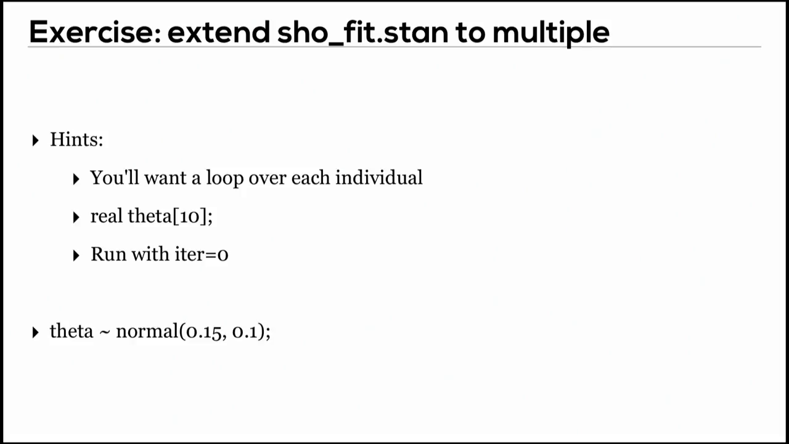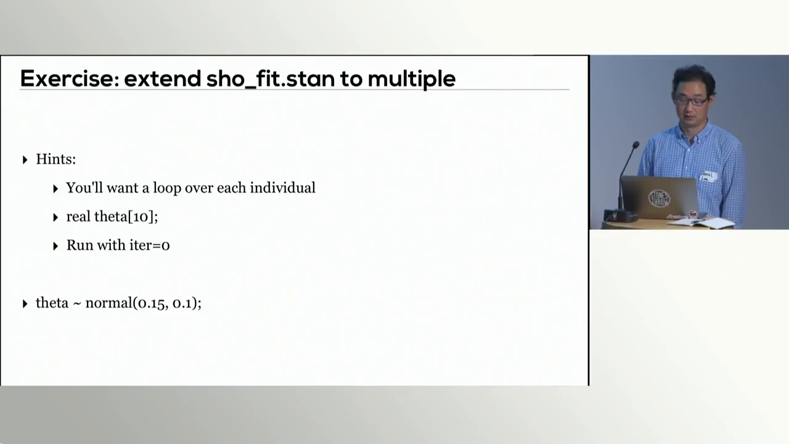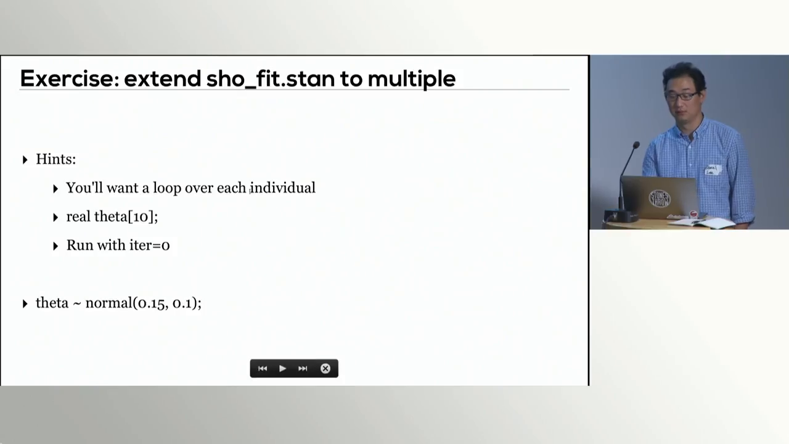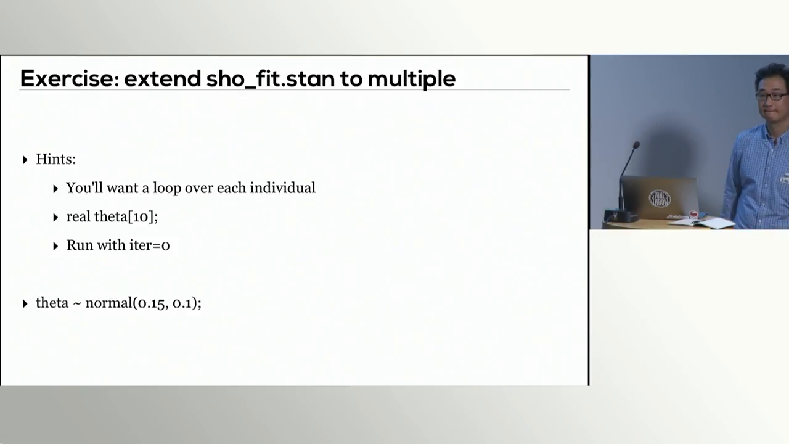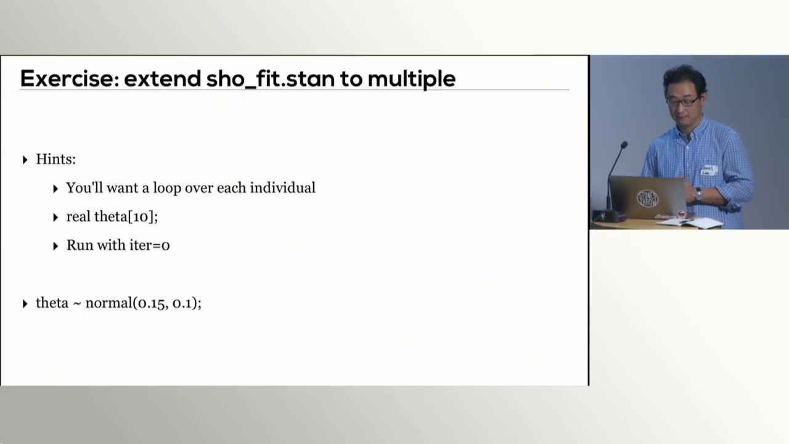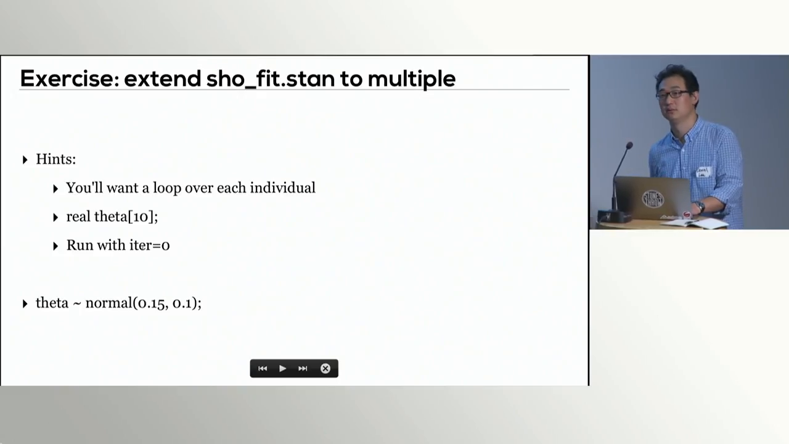Okay. So the next exercise is to extend show_fit.stan to fit to the multiple observations. One of the hints is that you'll want to loop over each individual. Sorry, that should be run with init equals 0. You might need that.